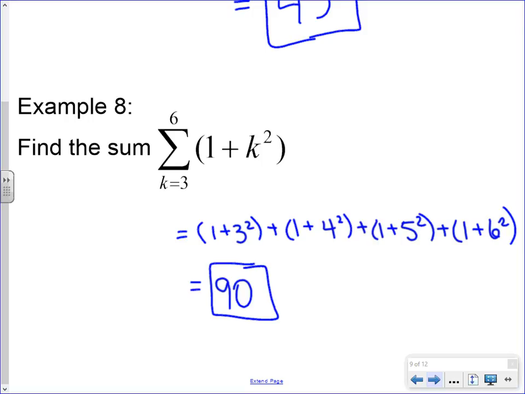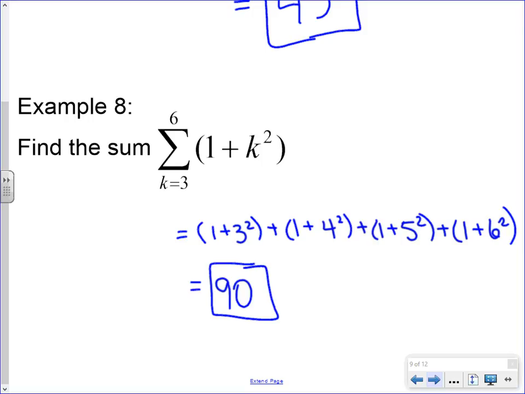Since the lower limit is 3, we start by plugging in 3. Then we plug in 4, then we plug in 5, then we plug in 6 and stop because 6 is our upper limit. Okay, Gabe, I'm glad you made that mistake. Gabe said, oh, I did 6 terms. Okay? This is not the number of terms. This is the number that you stop plugging in.